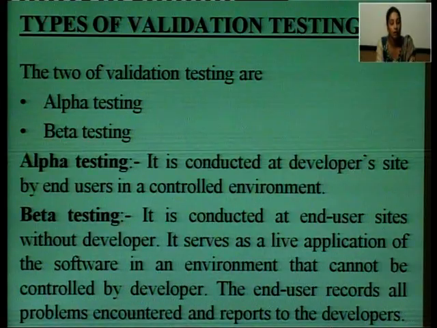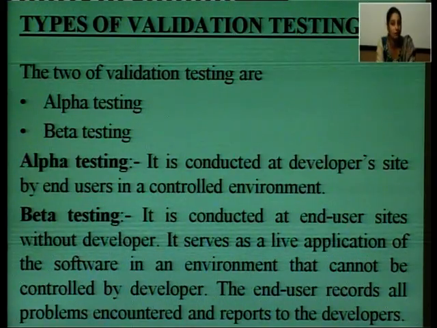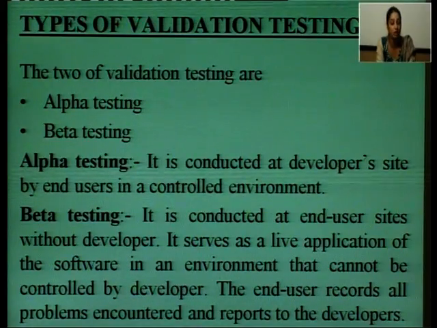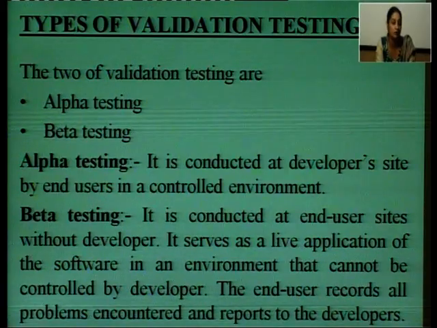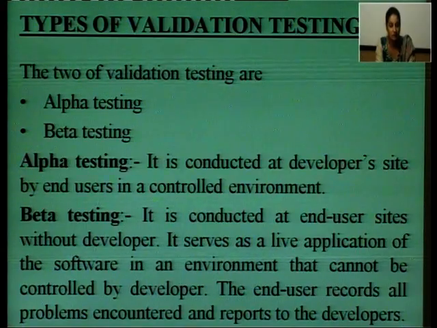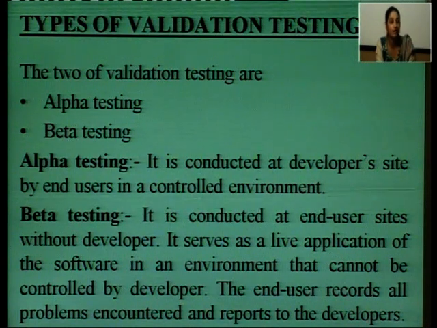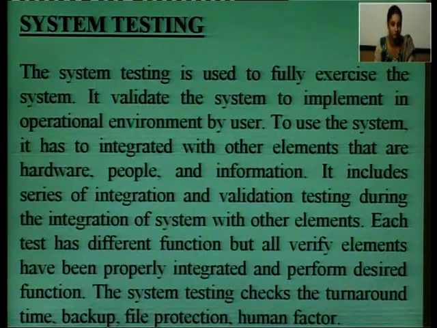The user records all the problems which he encountered during the running of the software and reports all those conditions to the developer. He records all the problems he has encountered during his working and tells the developer that this kind of error, this kind of problem he encountered during the running of the program, and the developer makes sure to remove those errors and problems from the software.